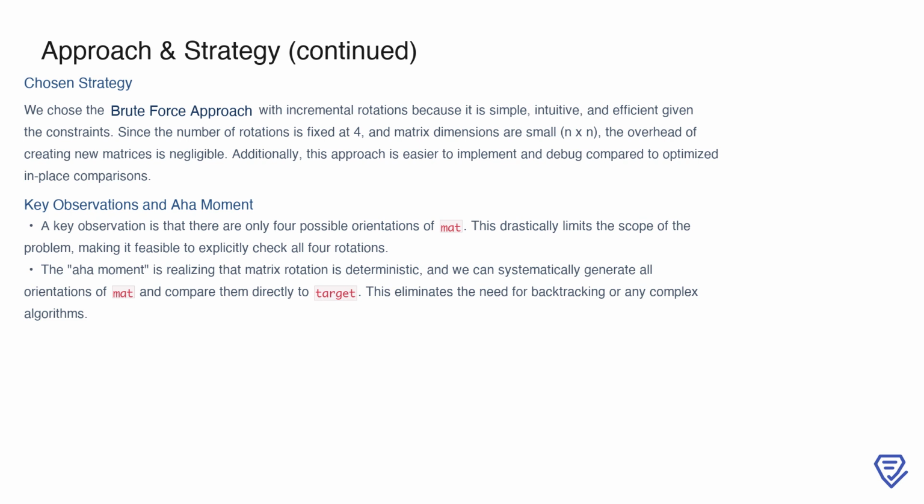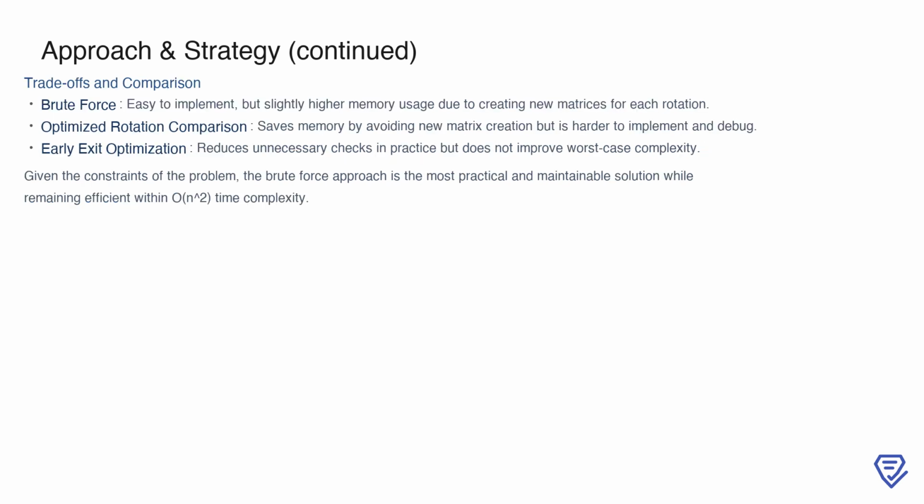A key observation that supports this choice is that there are only 4 orientations of MAT to consider. This drastically limits the complexity of the problem and makes it feasible to explicitly generate and compare all 4 rotations. The realization that matrix rotation is deterministic, and that we can systematically generate all orientations of MAT, simplifies the problem even further. This eliminates the need for advanced algorithms or backtracking, making the brute force approach a practical and effective solution for this scenario. When comparing the approaches, we see some clear trade-offs.